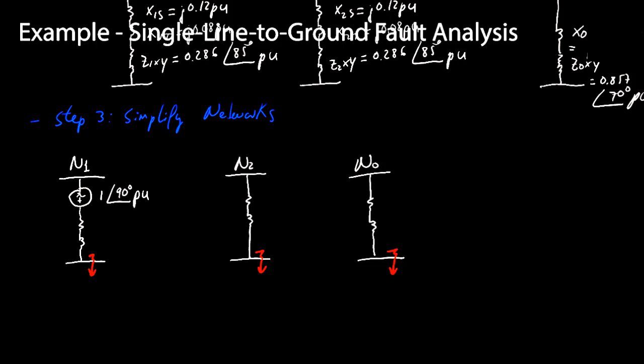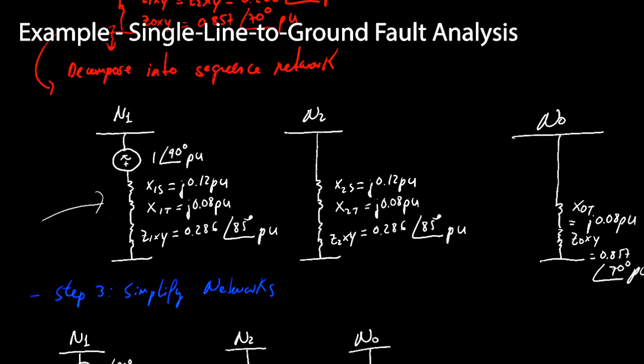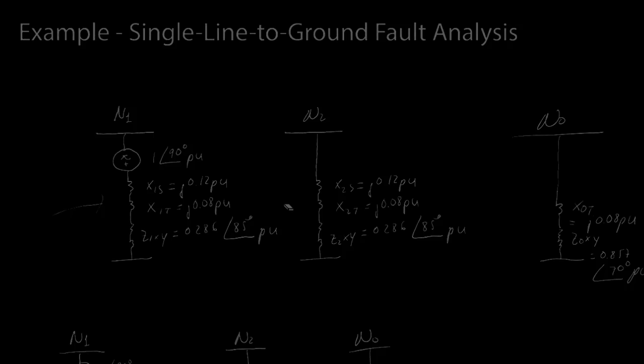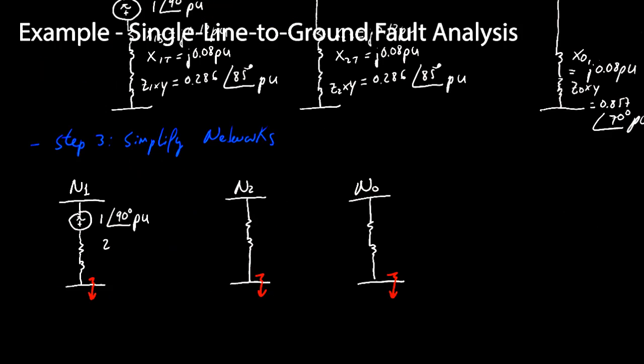So what I'm going to do in this step then is I'm basically just going to combine these 3 impedances, these 3, and these 2. So I'm going to add them all up together so that I get a more simple circuit. If I do that, I would get that my simplified positive sequence impedance Z1, which again is equal to X1S plus X1T plus Z1XY, is going to be equal to 0.486 at an angle of 87.057 degrees, and that's in per unit.